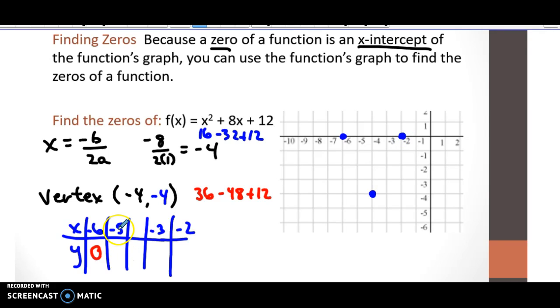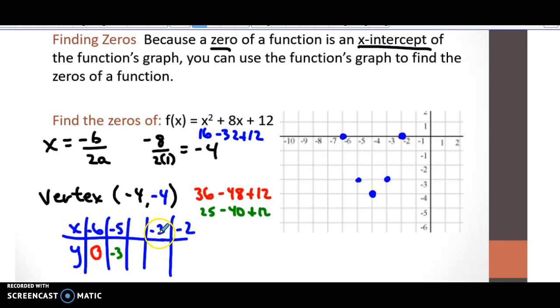If I substitute negative 5 into the equation, negative 5 squared is 25, minus 40, because negative 5 times 8 is 40, plus 12. So 25 minus 40 is negative 15. Negative 15 plus 12 is negative 3. So let's graph this point, left 5 and down 3. So I would expect this point to be negative 3 as well.